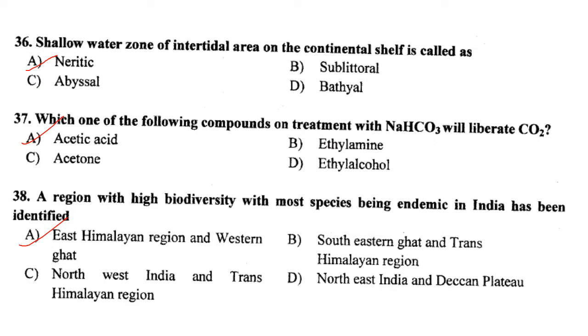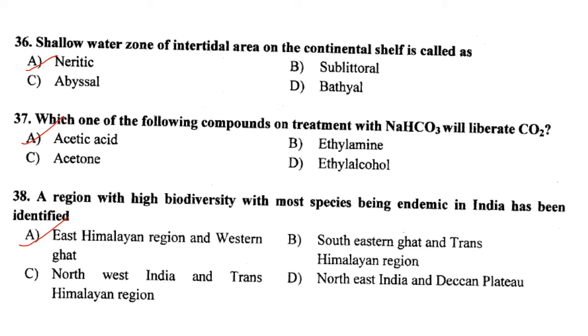Shallow water zone of intertidal area on the continental shelf is called as neritic zone. Answer is option A. Which one of the following compounds on treatment with NaHCO3 will liberate carbon dioxide? So it is acetic acid that will liberate carbon dioxide.